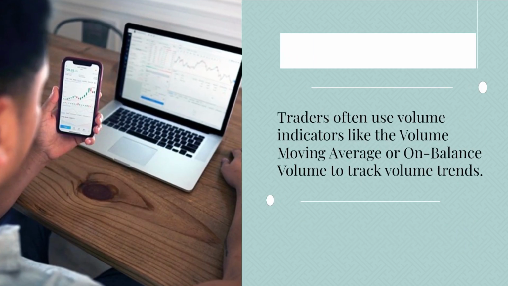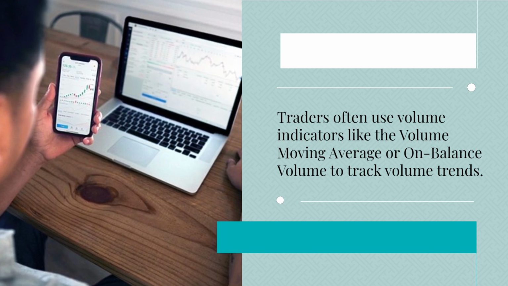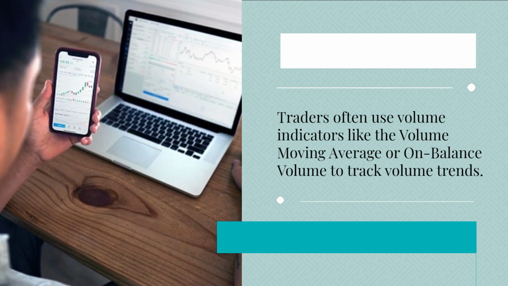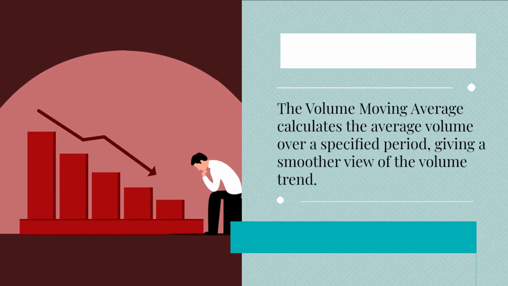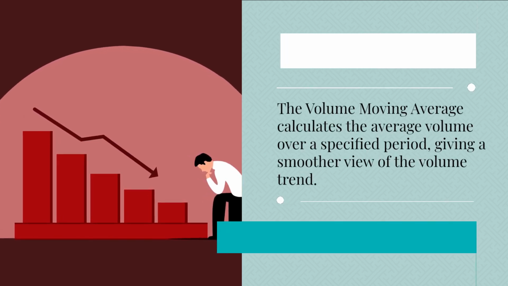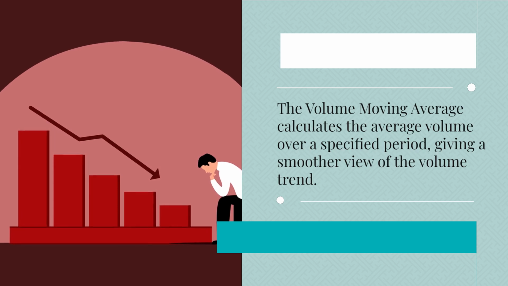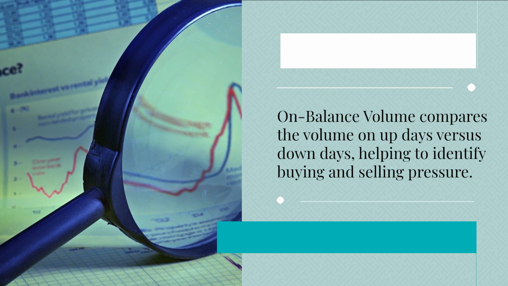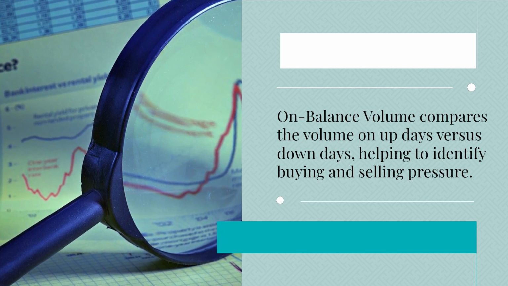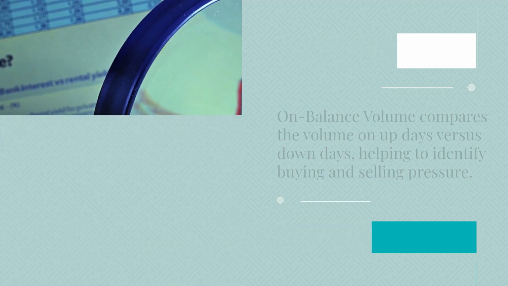Traders often use volume indicators like the volume moving average or on-balance volume to track volume trends. The volume moving average calculates the average volume over a specified period, giving a smoother view of the volume trend. On-balance volume compares the volume on up days versus down days, helping to identify buying and selling pressure.